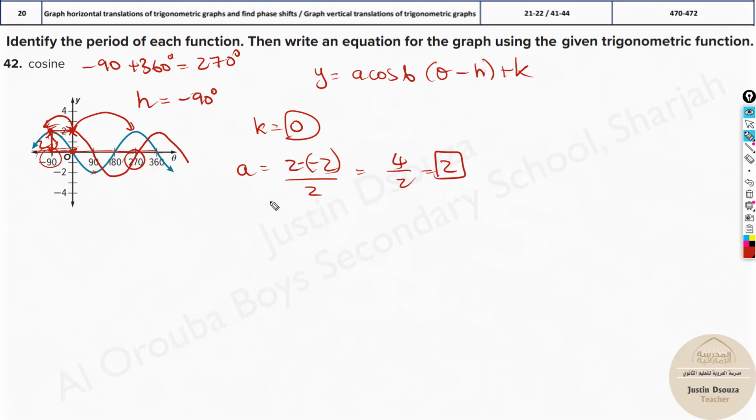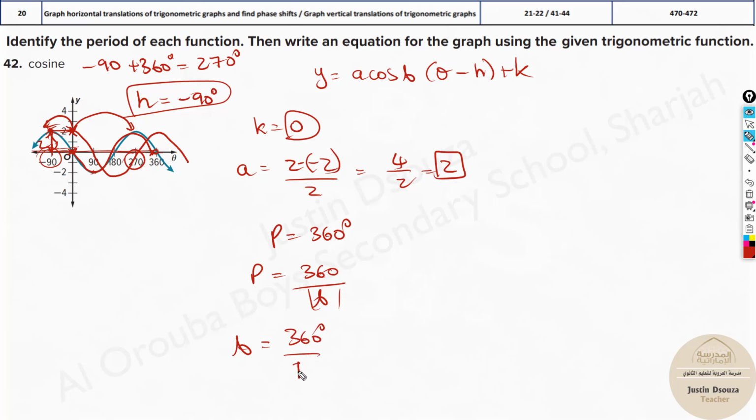Now, next, what is there? H is done. This is the value. The period, right? What is the period? It starts from here, it continues, and it takes 360 degrees to finish one complete rotation. So the period is equal to 360 degrees. What is the formula that relates period and the B value? It's 360 by B. Now we will take B to the other side. It will be 360 degrees by the P value. That will be 360 degrees by 360 itself. This is 1 here. Okay, so B value is 1.